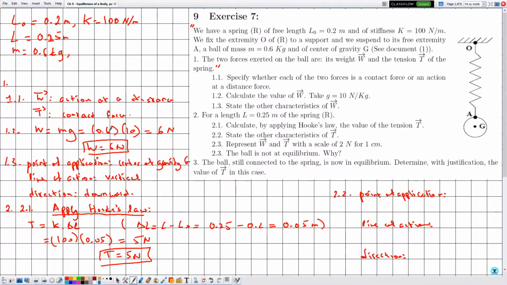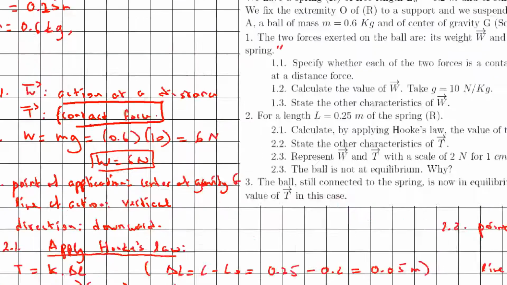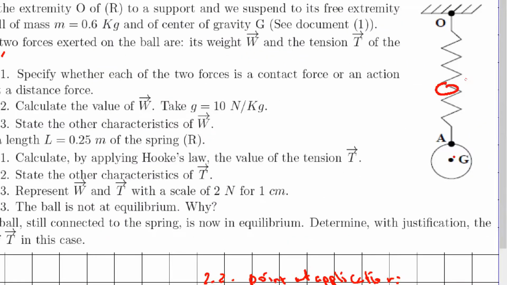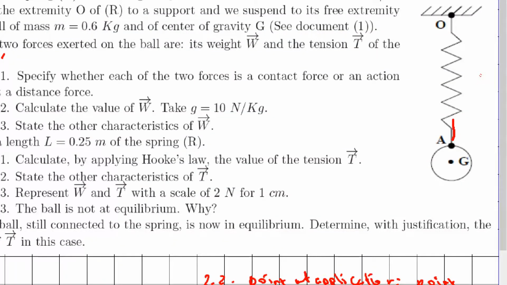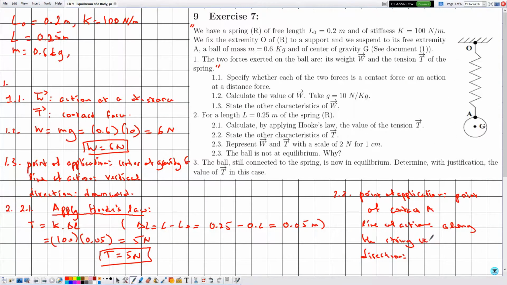Now because the tension is classified as a contact force, the point of application will be the point of contact between the two bodies that are interacting, which is the point of contact A. As for the line of action, we know that the tension is always along the string, and in this case, along the string is vertical. As for the direction, it's opposing the weight, which means it is downward.